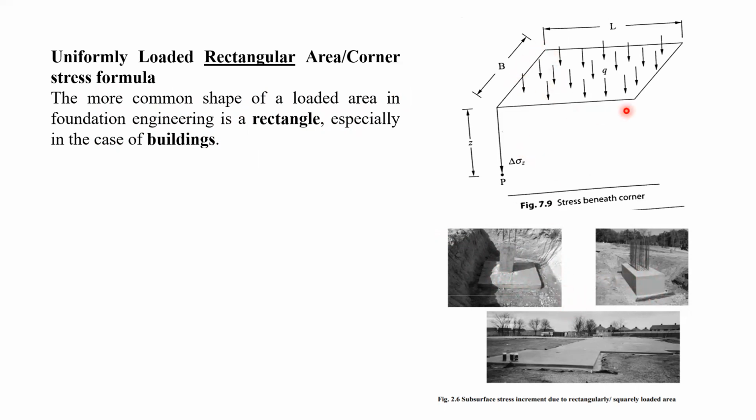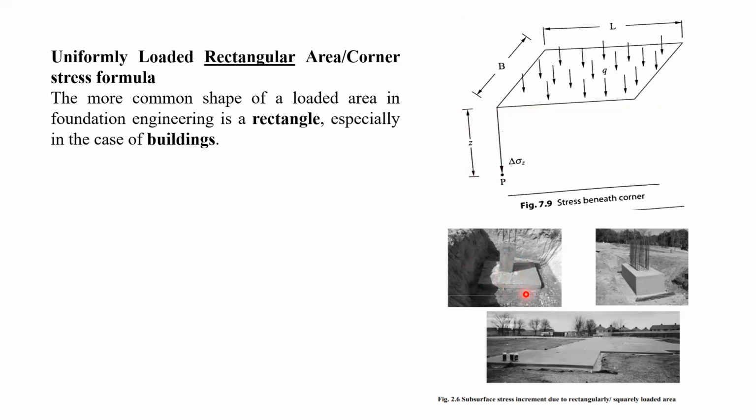So here you can see this diagram. The length of the footing is L and the width of the footing is capital B. We want to find out the vertical stress at the corner of the footing, right? That is, here you can see we have to find out the sigma z, the vertical stress at the point P, which exists at depth Z, right?